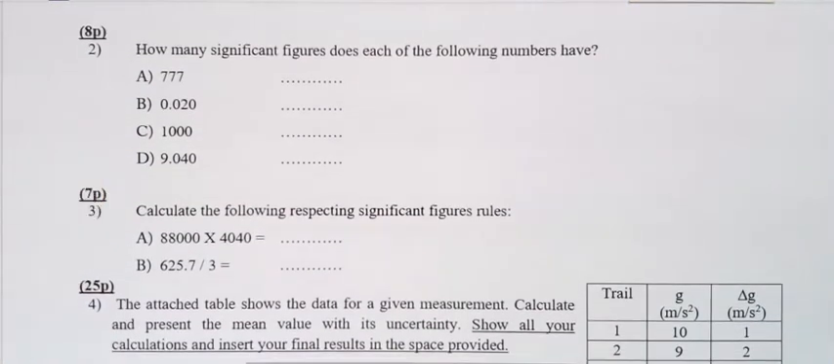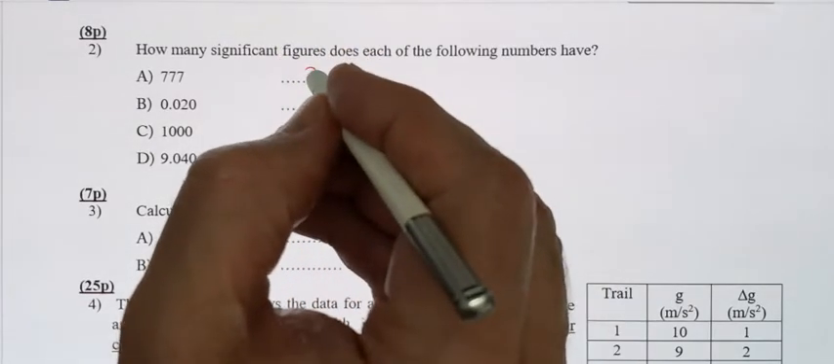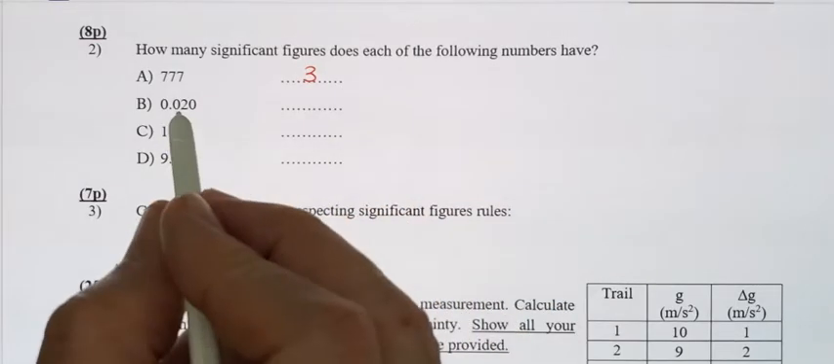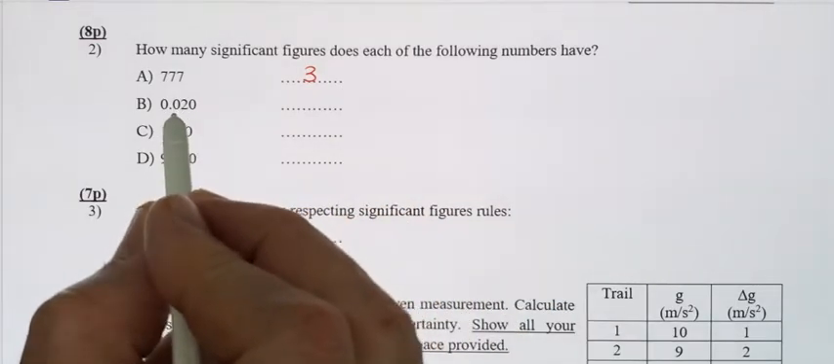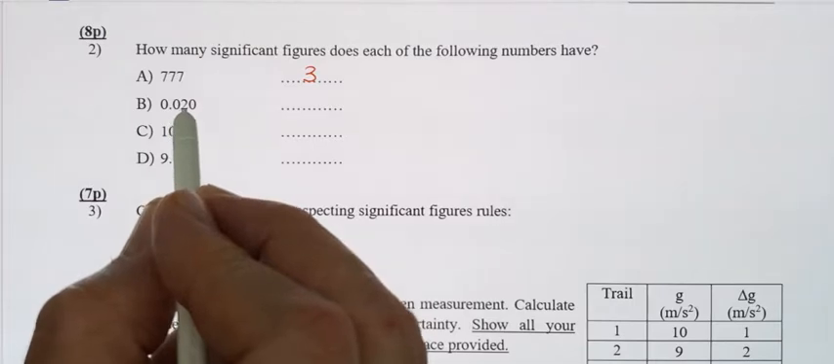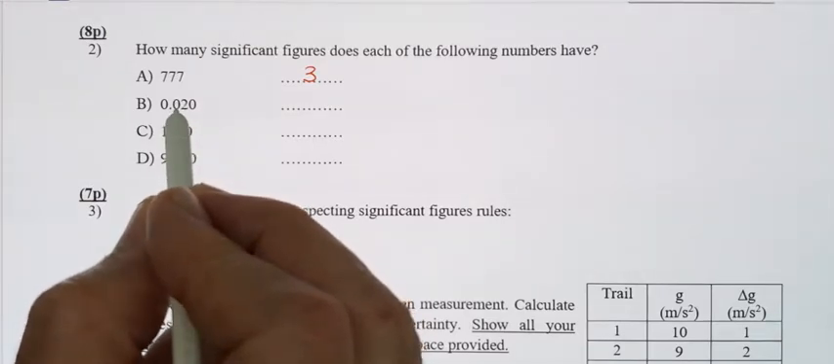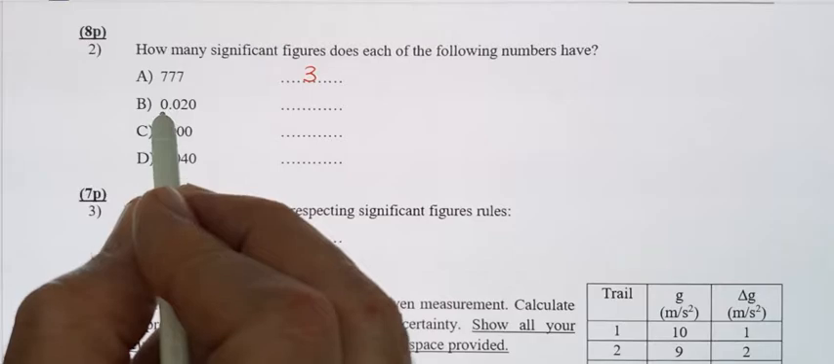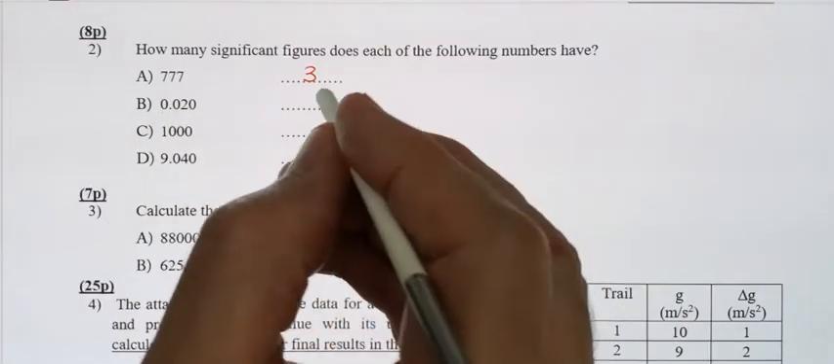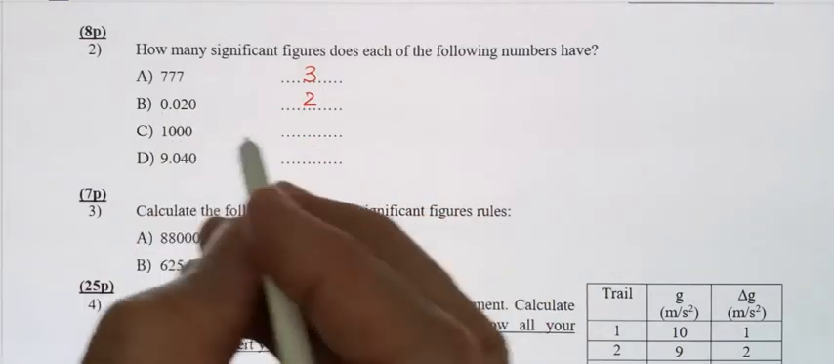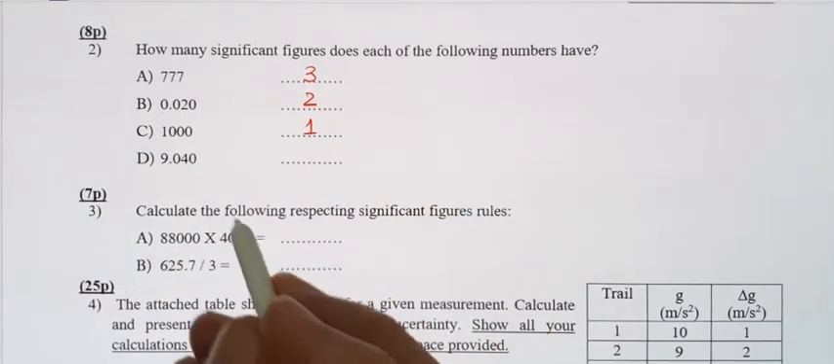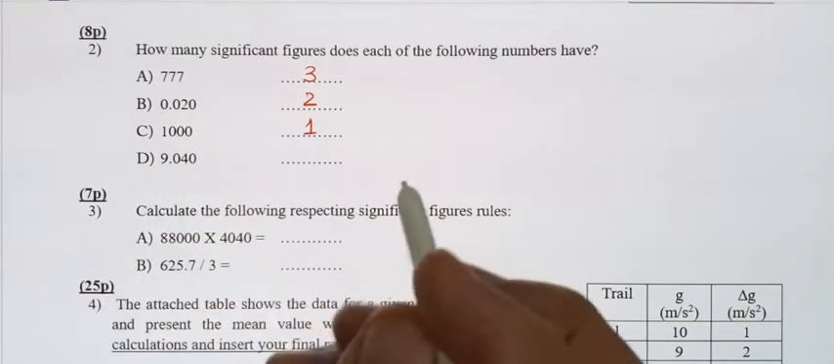Second question: how many significant figures does each of the following numbers have? So this is 3. This is only 2, because if you have a decimal, 0 will be counted only after a non-zero digit. So this 0 does not count, this 0 does not count, so it's 2. This one is 1. And this one is 1, 2, 3, 4.